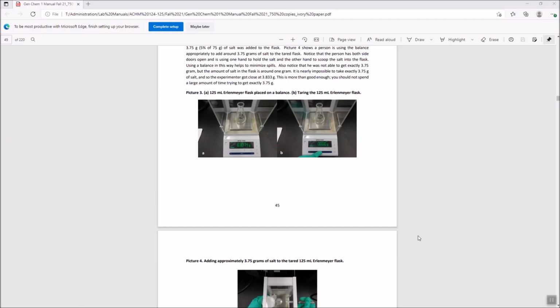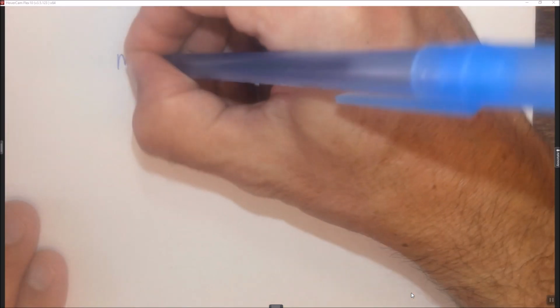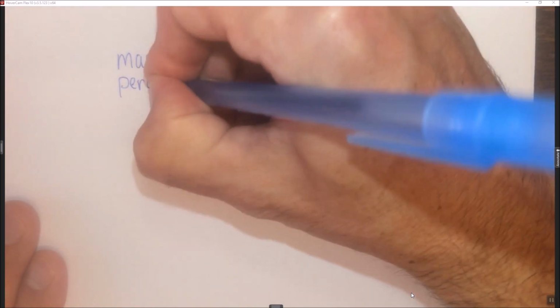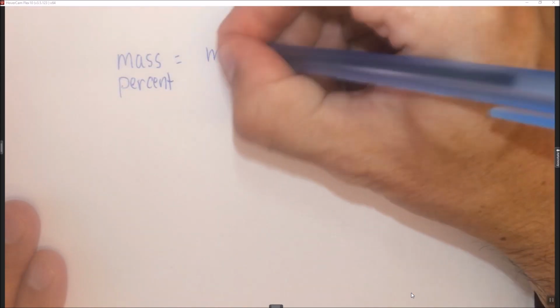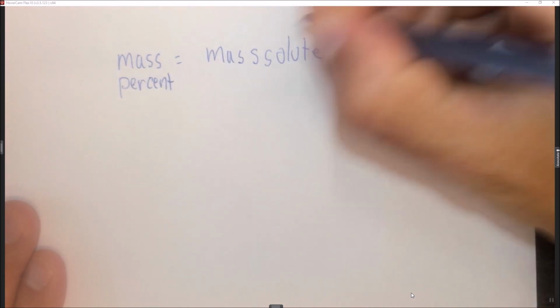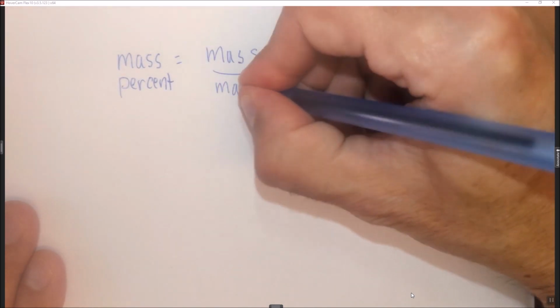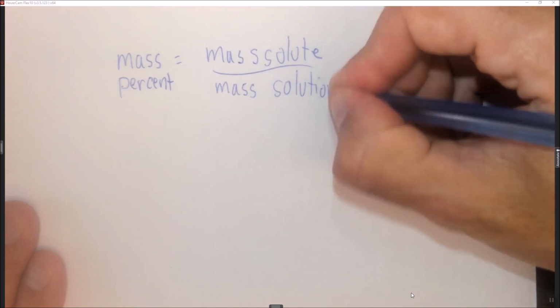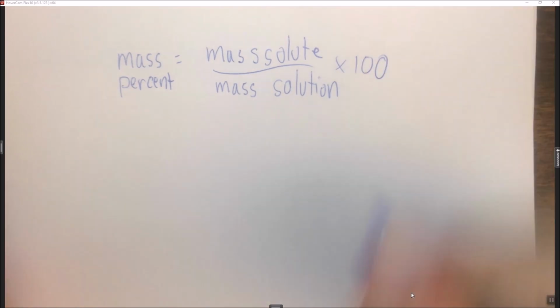So the next thing we need to do is actually to make our solutions. And what we're going to do is make solutions of different mass percentages. Mass percent is equal to the mass of the solute, in this case salt, divided by the mass of the solution, times 100.